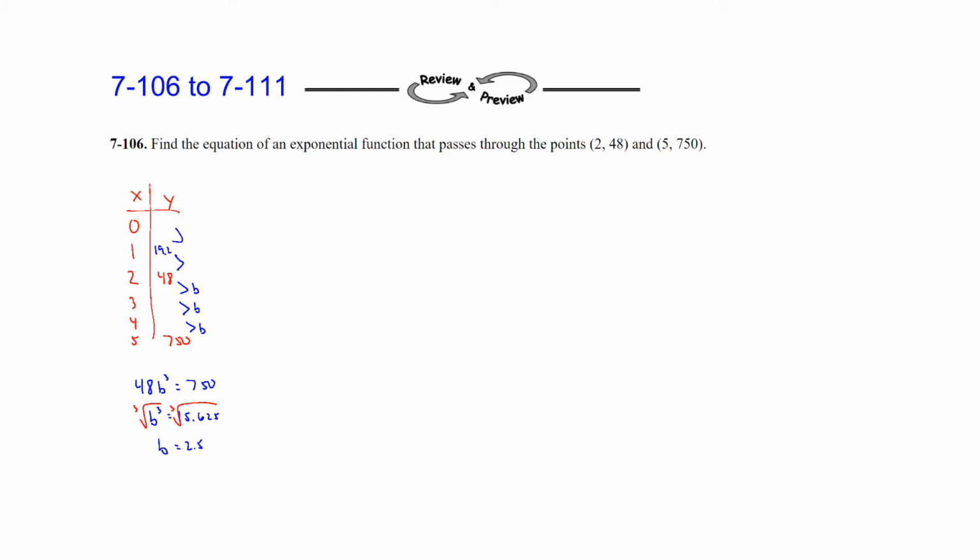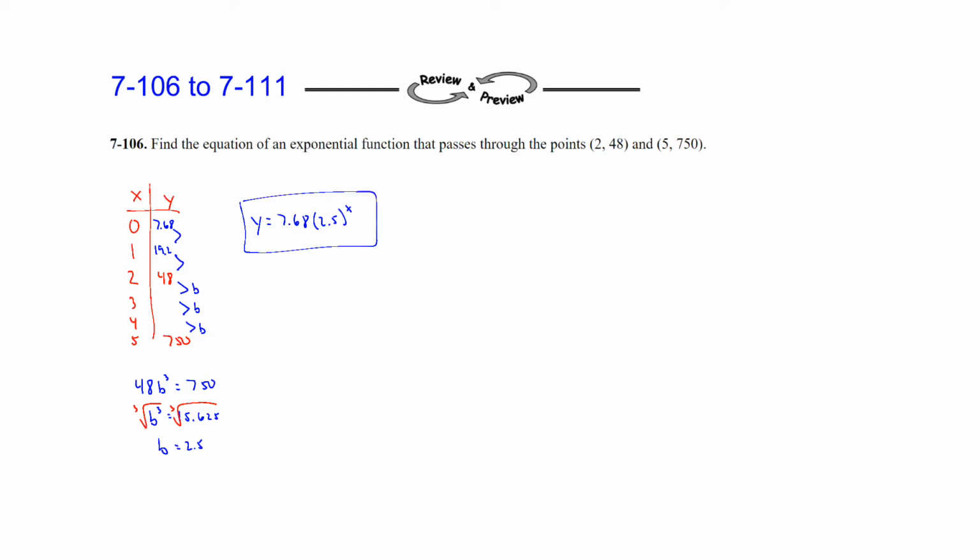And then one more time to work backwards, 19.2 divided by 2.5, and that would give us 7.68. So that was enough to be able to write the equation. y is equal to the initial value of 7.68 times the multiplier of 2.5 raised to the x power. So that's the way to do it, by using a table.